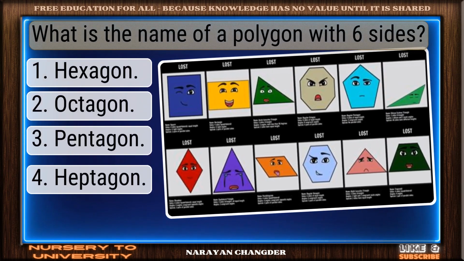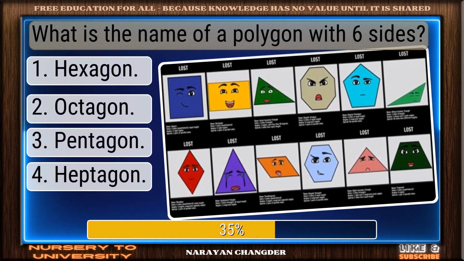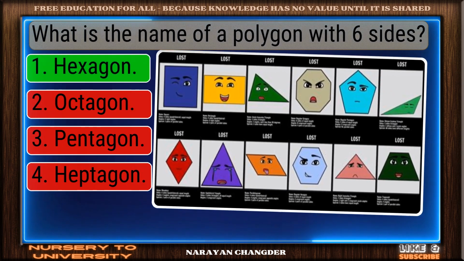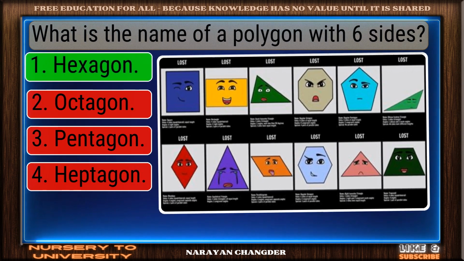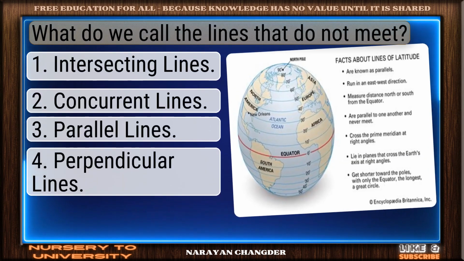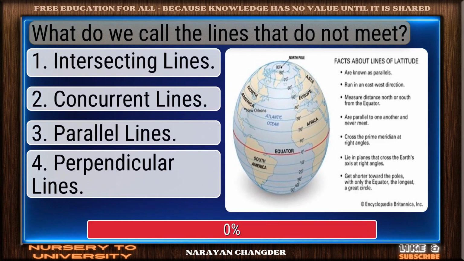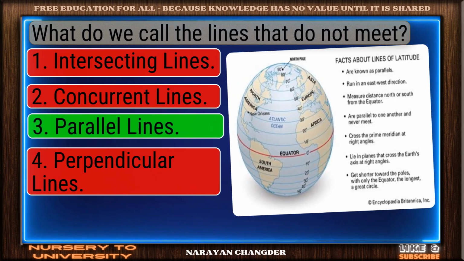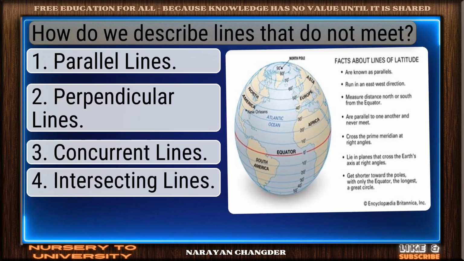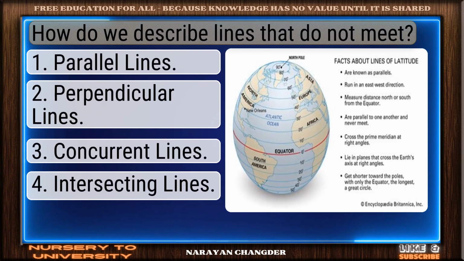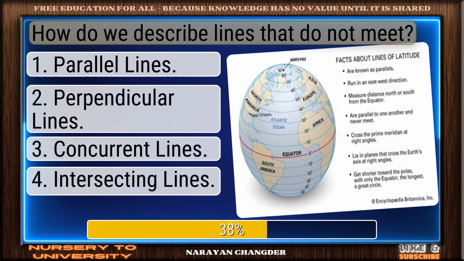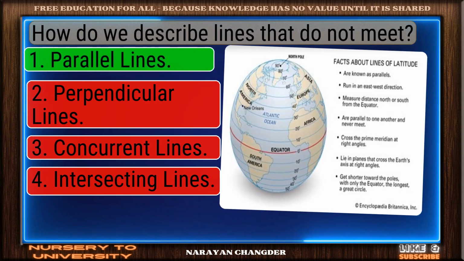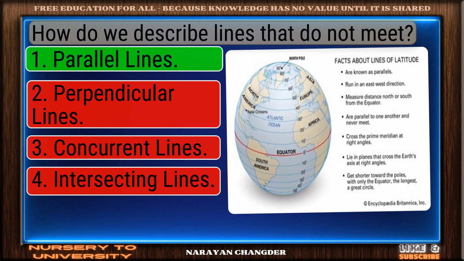What is the name of a polygon with 6 sides? Nice selection. Hexagon is the correct and valid answer. What do we call the lines that do not meet? Right choice. Parallel lines is the best answer. How do we describe lines that do not meet? Strong choice. Parallel lines is the right answer.